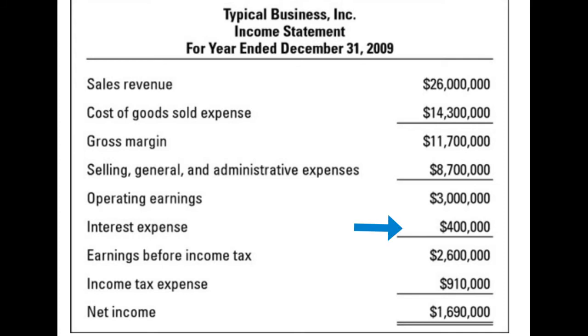Next we have an interest expense, which is if you pay interest on any loans that you have, that's where you put that amount. And you subtract that from your operating earnings, and that gives you earnings before income tax. Now that you have your earnings before income tax, it's time to subtract the income tax expense that you have, and that will give you the net income. So that is the income that is left over after you take all those expenses out.